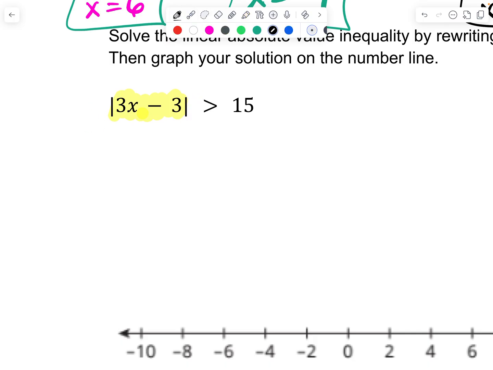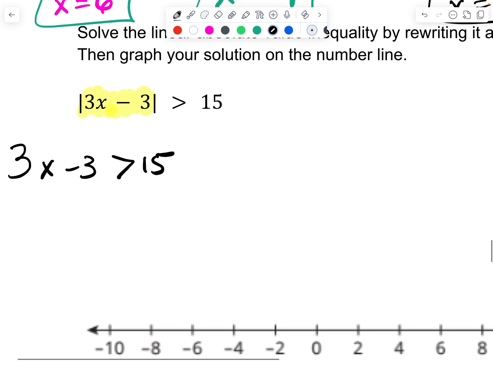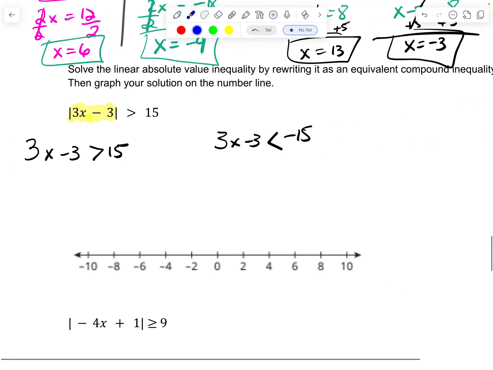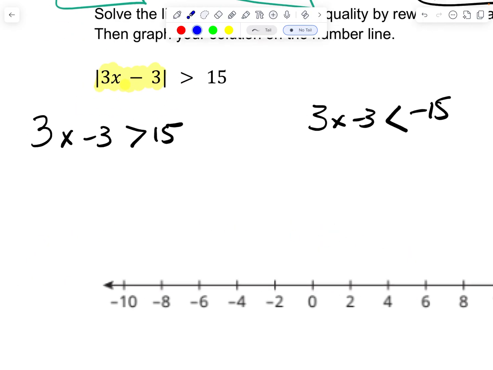So we're going to set up two different equations. We're going to split it now into 3x minus 3 is greater than 15. And then we're going to do 3x minus 3 is less than negative 15. So what we did on the second equation, we flipped the symbol and we changed the sign. And all you do now is you solve both of these. Now, remember, if it is a greater than problem, it's going to have a certain orientation when you graph it. But let's go ahead and solve each one separately.